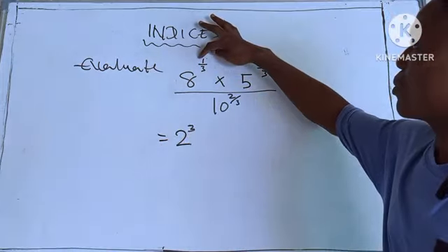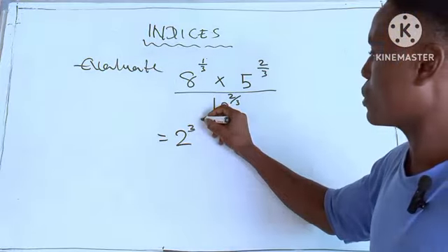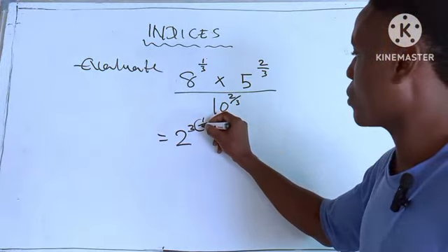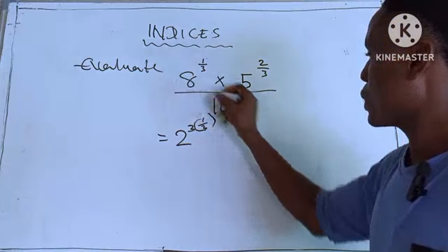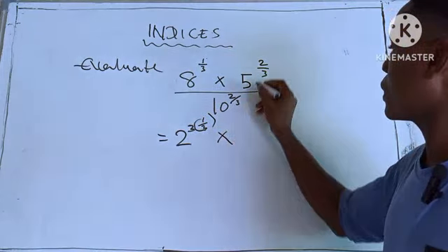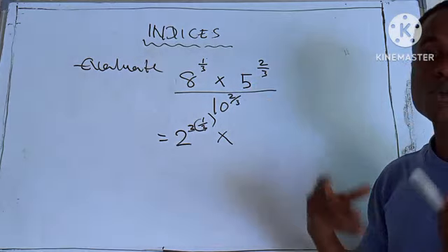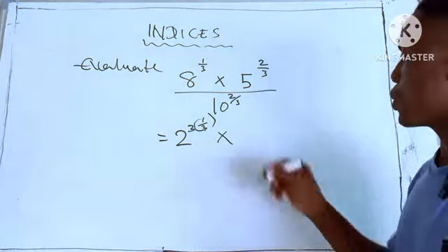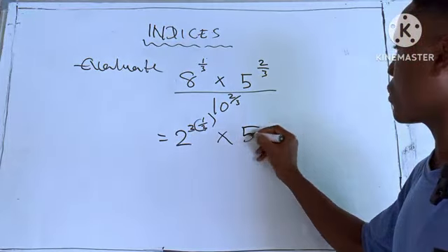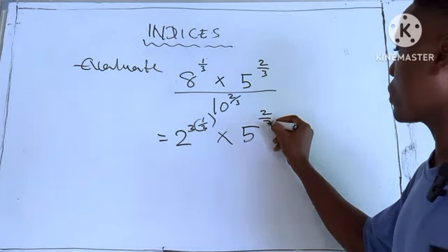So we have 1 all over 3 here. So let's put it bracket open 1 all over 3. We are done with this part. So multiply by, 5 cannot be changed to index form, so we still write 5. Okay, 5 raised to power 2 all over 3.